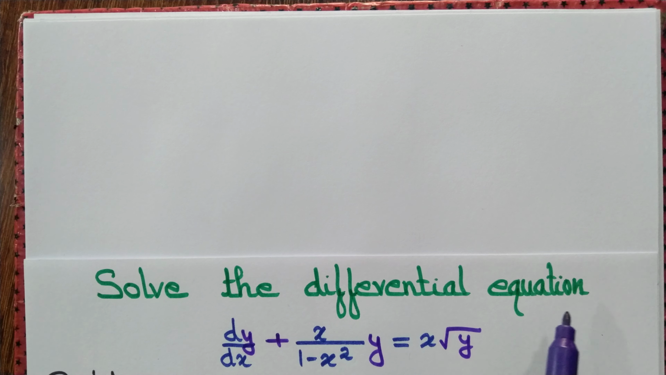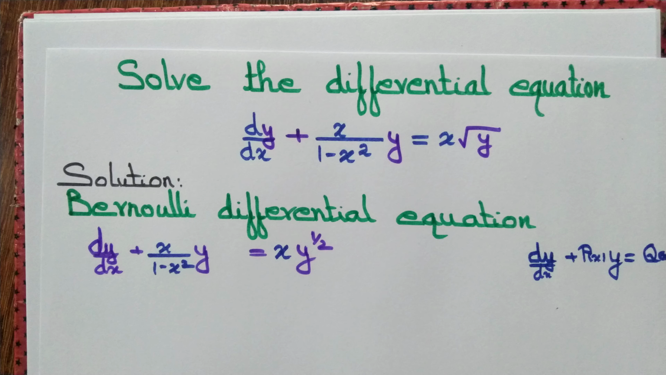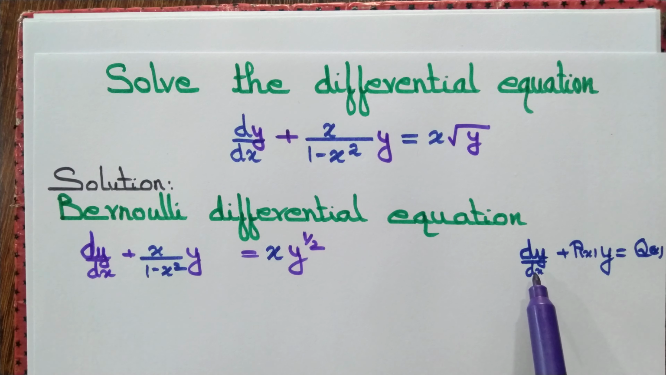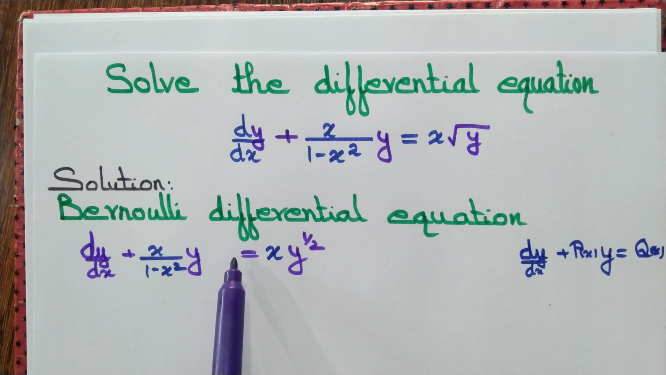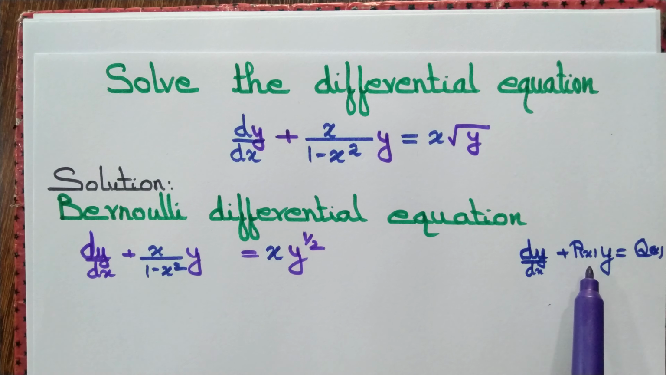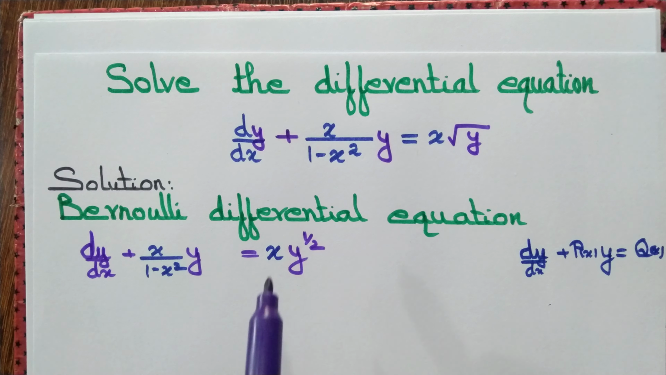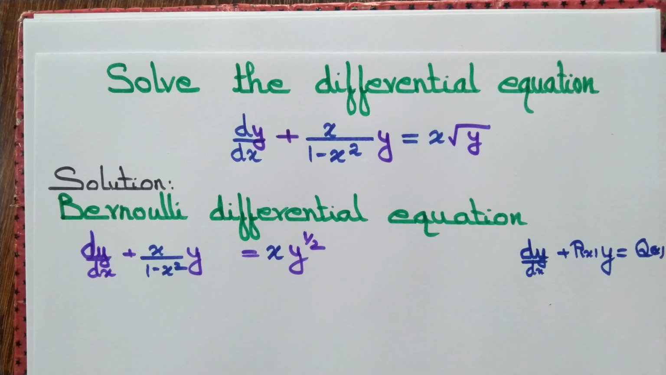Let us solve the differential equation dy by dx plus x by 1 minus x squared times y equal to x times root y. Now we know that a linear differential equation of first order is given by dy by dx plus p(x) times y equal to q(x), and we know how to solve it as well. But this is a Bernoulli differential equation which can be reduced to linear form, and in this case we must multiply by y to the power minus half.